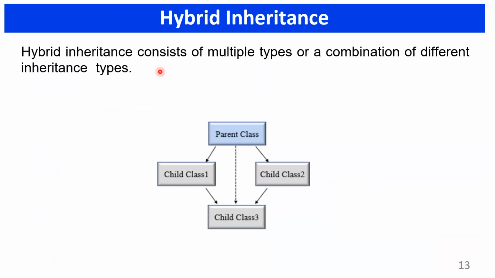And the last category of inheritance is hybrid inheritance. Hybrid inheritance consists of one or more types of inheritance combined. It consists of multiple types or a combination of different types of inheritance. That is represented in this diagram, where we can see a combination of hierarchical inheritance, where there are two classes derived from one single parent class. And we can also see the multiple inheritance, where child class 3 is created from 3 different parent classes, which are child class 1, child class 2, and parent class.